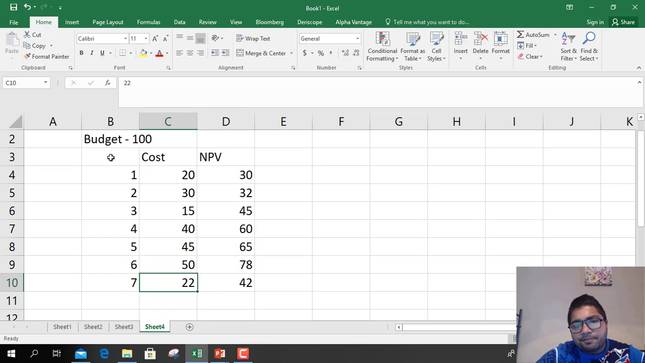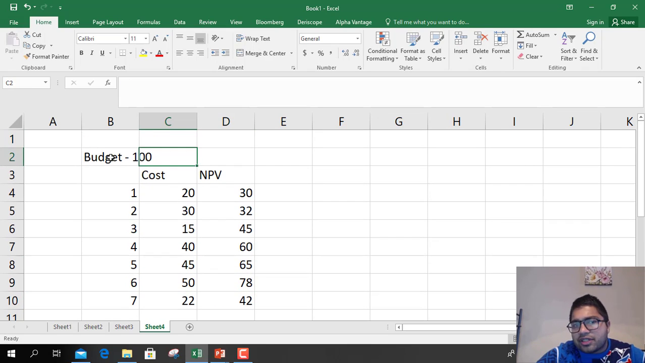Okay, these are the NPVs, these are the costs. Now how do you decide? You don't have an infinite budget. All NPVs are greater than cost. The present value of inflows is greater than cost. So effectively, if you had infinite money, you would accept all of them. But you can't do that. You just have $100 million with you. So how do you do that?